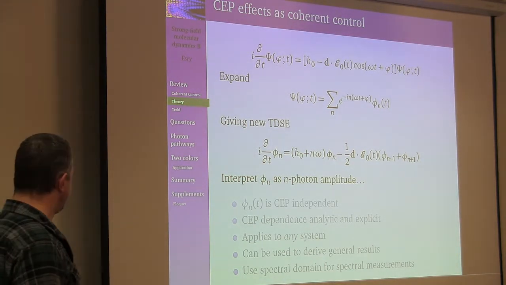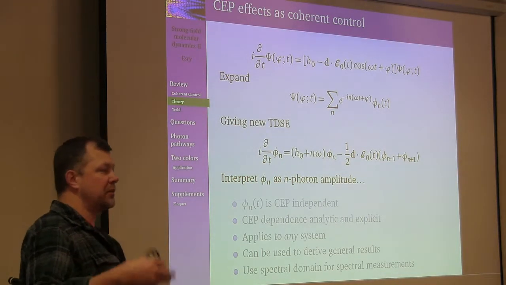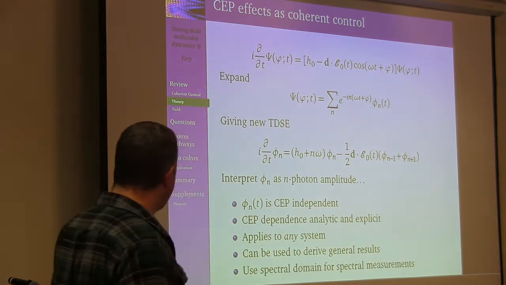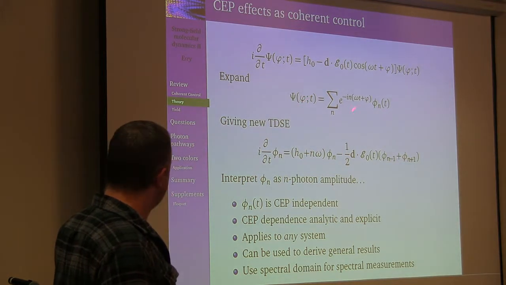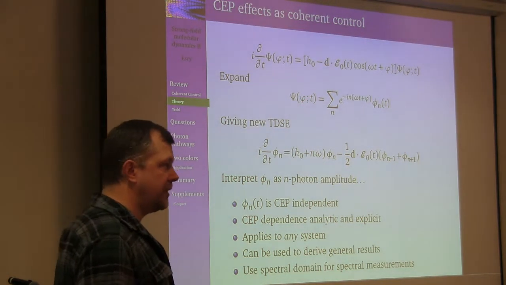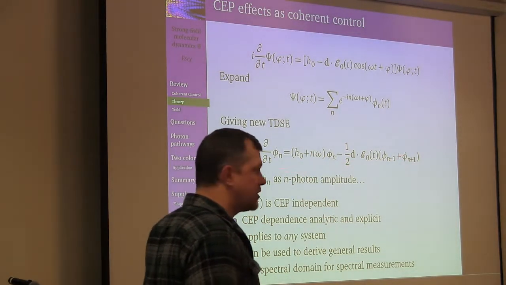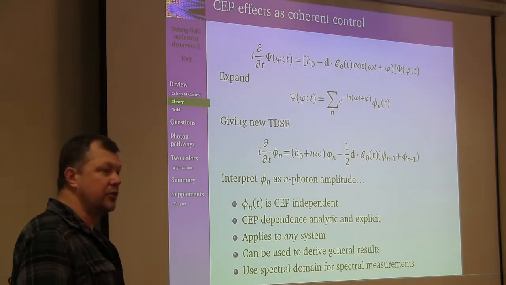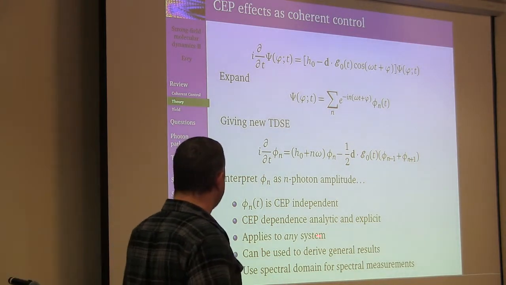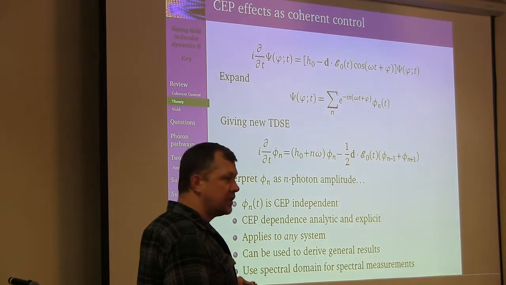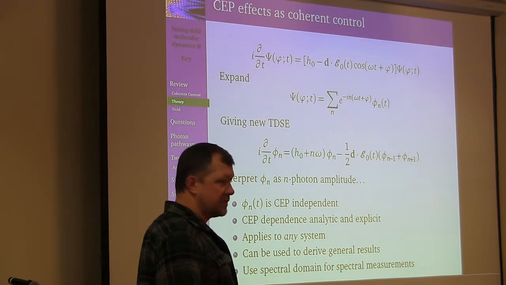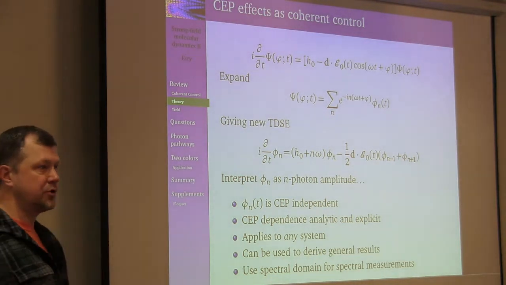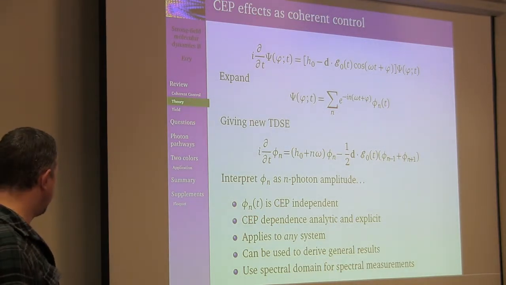It's just easy language. But these phi n's tell us about the amplitude to absorb n of these photons. As I said last time, the nice thing about this expression is that these phi n's are now independent of CE phase. So I only have to solve this equation once, and I can get all the CE phase dependence. Now, solving this equation once isn't necessarily an easy thing to do, but conceptually, that's the point. So the CE phase dependence is all right there, which means I have the exact wave function and the exact CE phase dependence, written out. So I can derive the CE phase dependence of any observable. Again, that's an exercise we did last time.